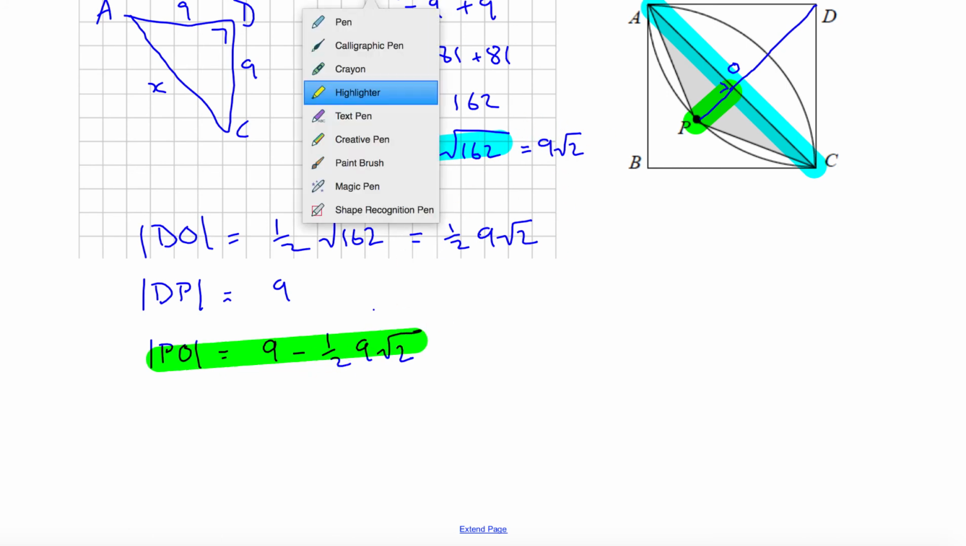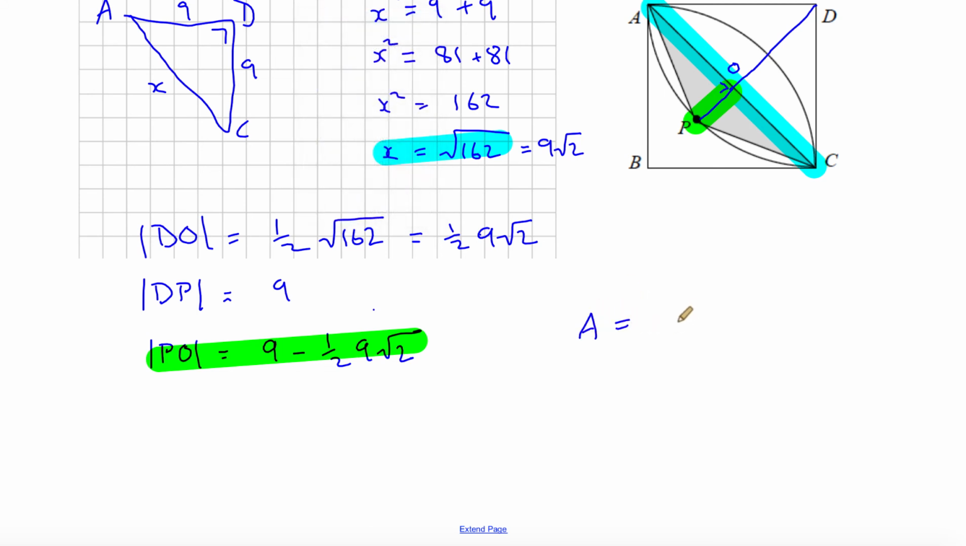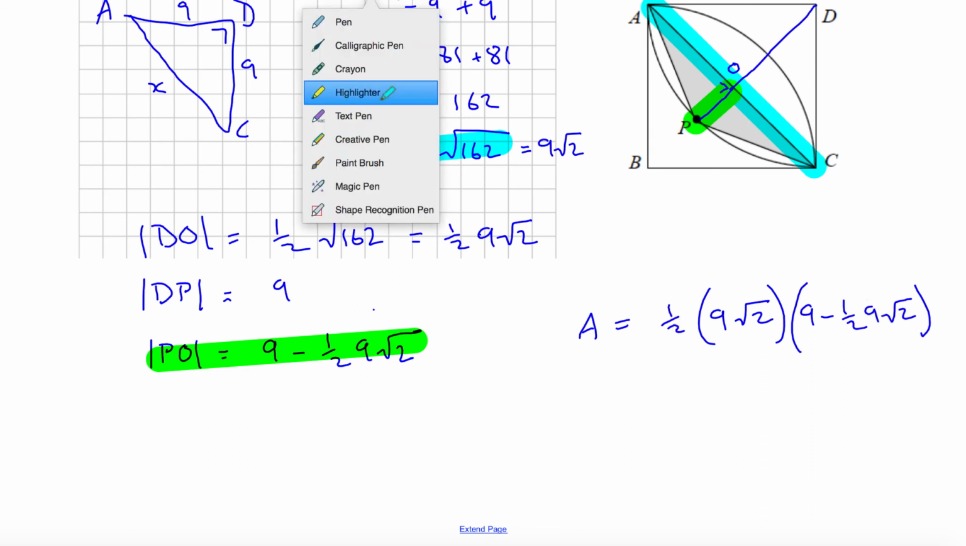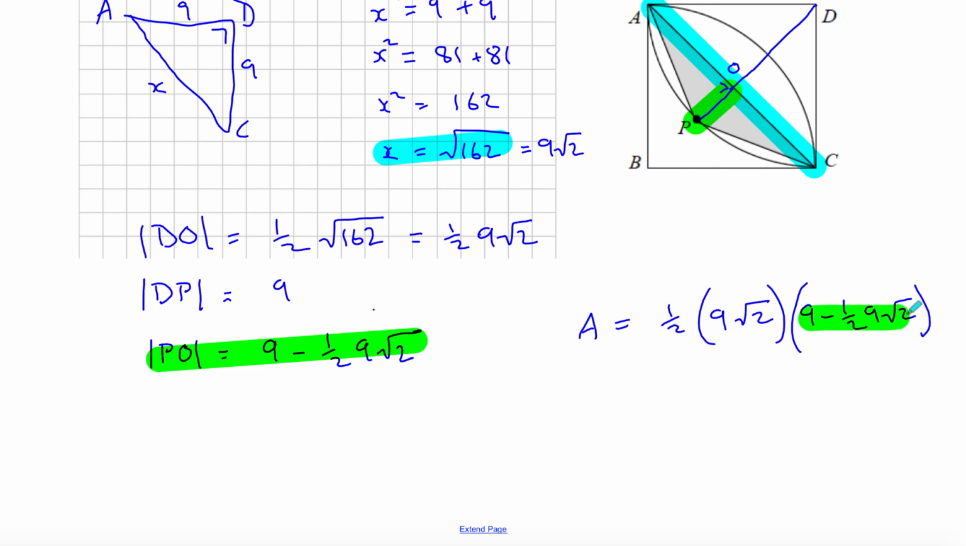So now I'm just going to sub them into the formula for the area of a triangle. So the area of the triangle is half the base, so the base is the blue one. So the area of the triangle is half of 9 root 2 by the perpendicular height, which is this. So multiplied by 9 minus a half of 9 root 2. Sorry, not divided by 2, because we've got half here on the outside. So half the base by the perpendicular height. So just to be clear again, this is my perpendicular height. This is my base, and it's half of that.